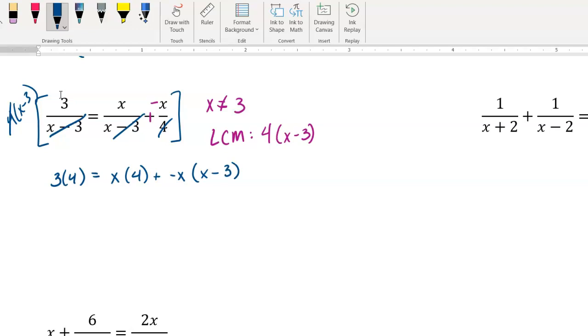All right, let's go through and simplify this. So this will be the same as 12 equals, and I'm going to write this as 4x. Distribute the negative x through, so it'll become minus x squared plus 3x.